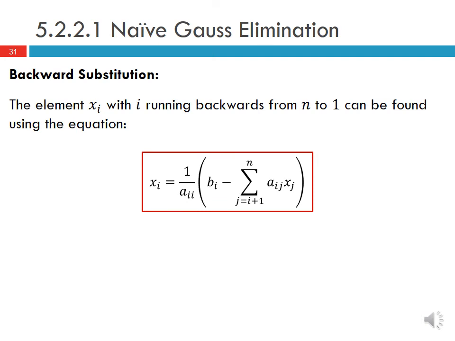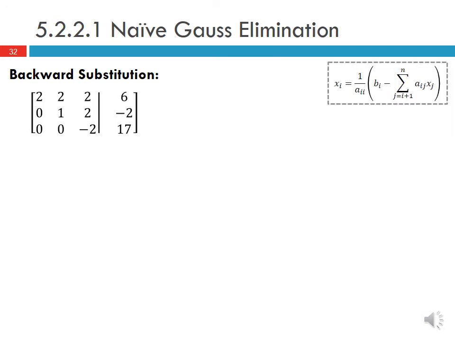So next we want to do the backward substitution. The element xi, with i running backwards from n to 1, can be found using this equation here. So xi is 1 over aii times bi minus the sum from j equals i plus 1 to n of aij xj. It's important to note here that we're using the b to represent the elements in this column, although they're not the original b elements. They are the elements in my updated combined matrix.